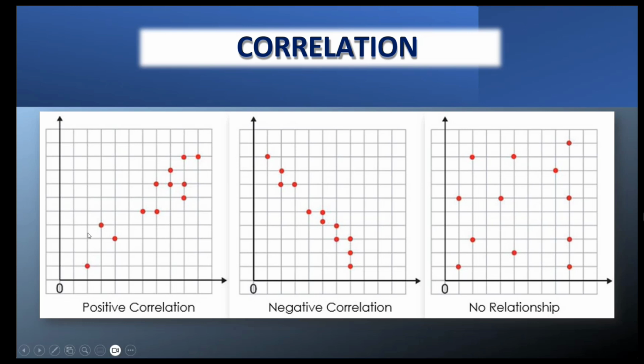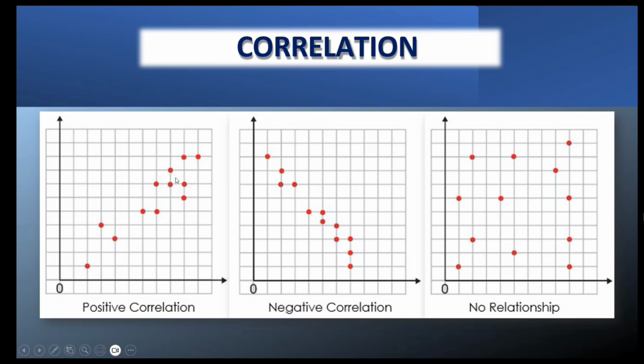And when it comes to correlation, class, in statistics, remember we have dependent and independent variables, the x and y. In correlation, we don't need to determine which is the independent or dependent, as long as you have two variables being correlated. Okay?